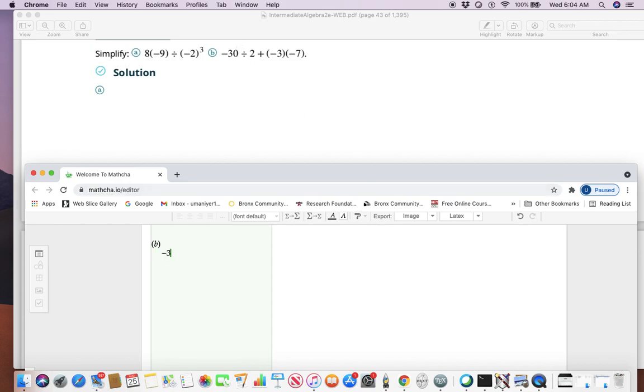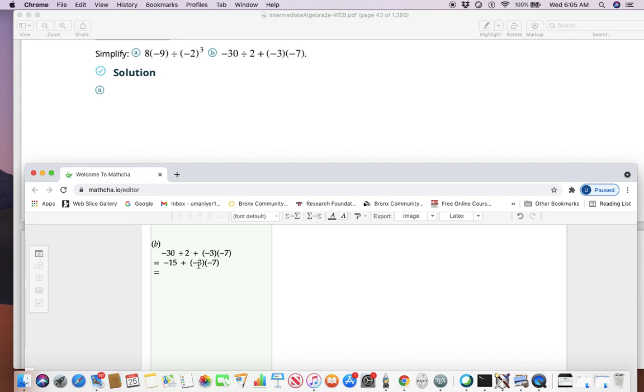Write down the expression as it is. -30 divided by 2 plus (-3)(-7). So in this expression you have a division and a multiplication. They have the same priority. So you go from left to right. Negative divided by positive is negative. 30 divided by 2 is 15 plus, I'm leaving everybody else as they are for the time being.